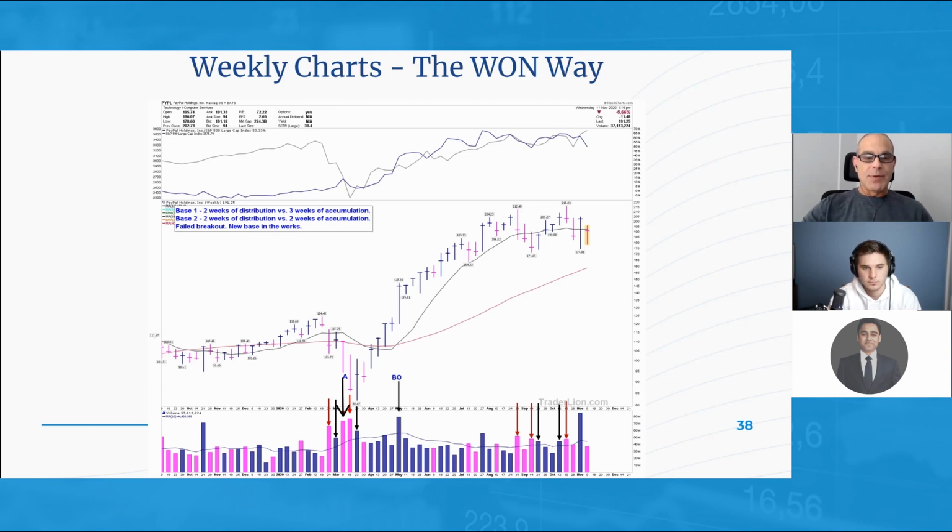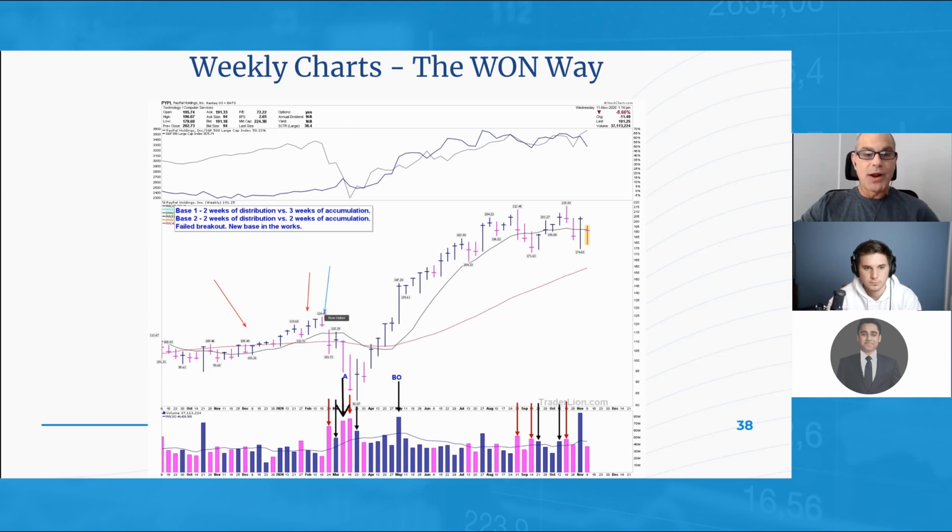So keeping that in mind, let's take a look at our first base here. We see marked 2 weeks of distribution versus 3 weeks of accumulation. How that is counted is this. Here you can see is our prior uptrend. Here is the top of that uptrend, and our first week down starting here.